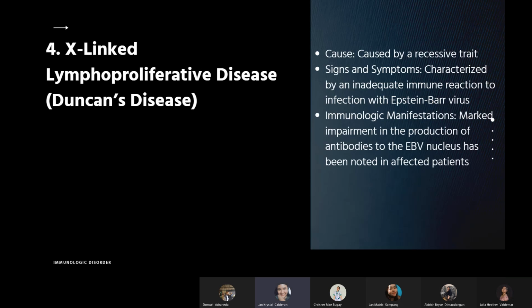X-linked lymphoproliferative disease, or Duncan's disease. It is caused by a recessive trait, and the defective gene has been localized to the Xq26 to Xq27 region. Its signs and symptoms are characterized by an inadequate immune reaction to infection with Epstein-Barr virus.